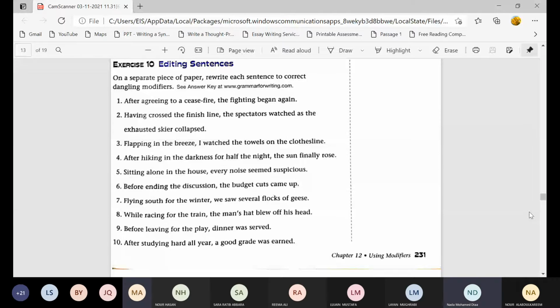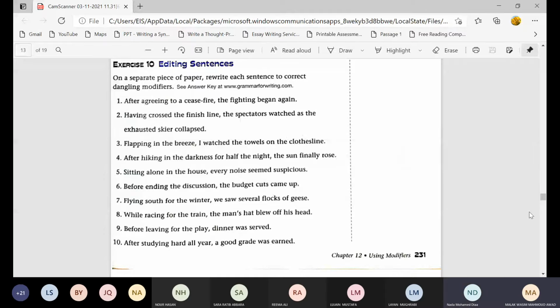Number 3, Malak Wasim. Yes, Miss, I'm here. Flapping in the breeze, I watched the towels on the clothes line. Is it right? Flapping, you know flap. What is flap? In the breeze, it means fly. So flapping in the breeze, the clothes line.